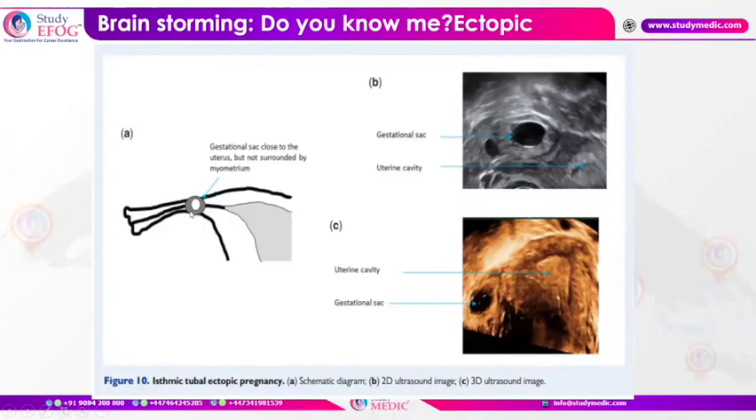Now see, a gestational sac close to the uterus but not surrounded by myometrium. It is an isthmic tubal ectopic pregnancy. See in picture B, the gestational sac in the isthmic part, and this is the endometrial cavity, which is empty. Now see again in 3D mode. The endometrial cavity is empty, the intrauterine cavity is empty, and this is the gestational sac in the isthmic part of the tube. So it is an isthmic tubal ectopic pregnancy.